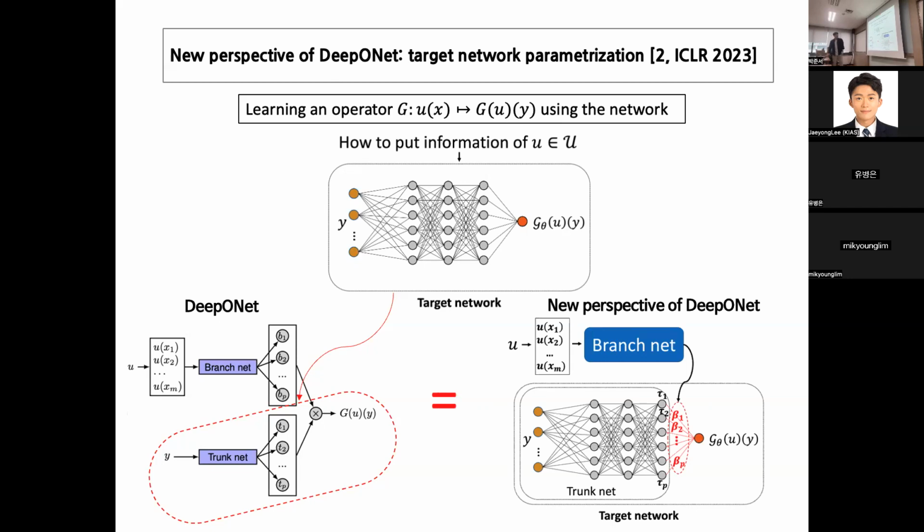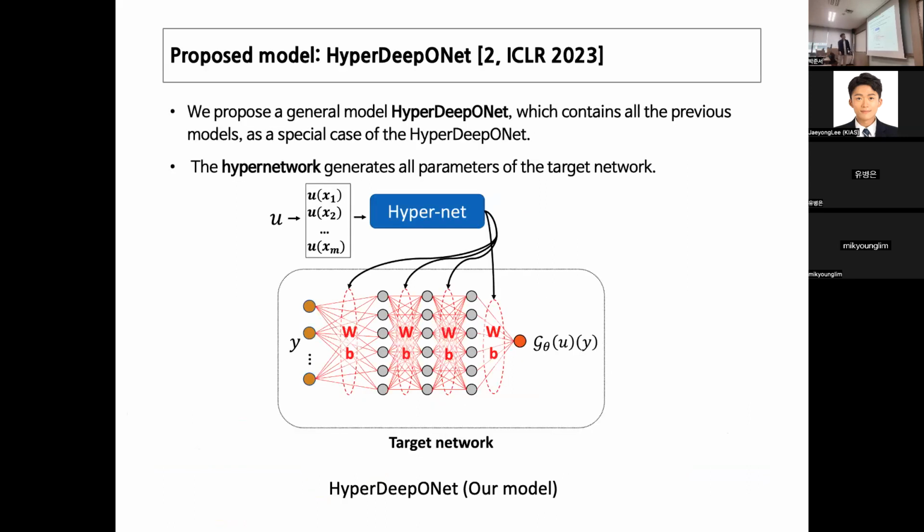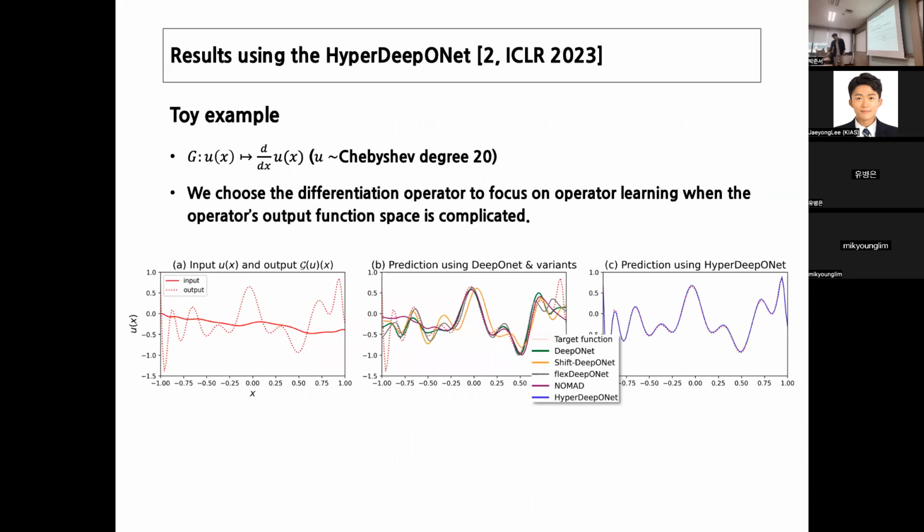So here, the natural idea to generalize this model is to give information of u to all layers, not only the last layer. So I propose a model called hyper DBONet, which gives the information of u at all layers in the target network. Then this model can reduce the parameters when the target function is complicated and discontinuous. So this is one of my interests.